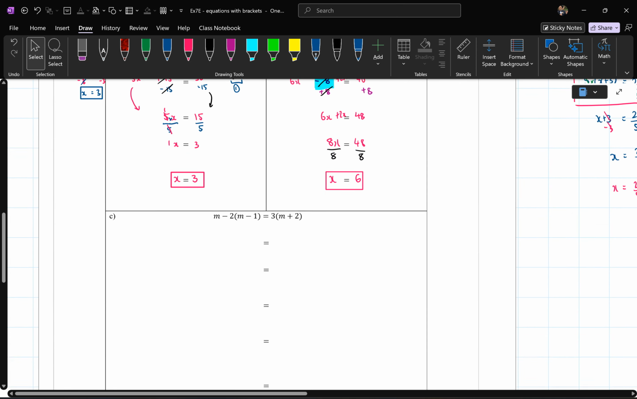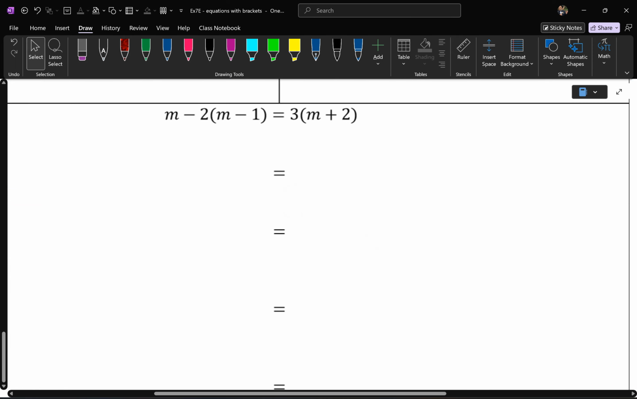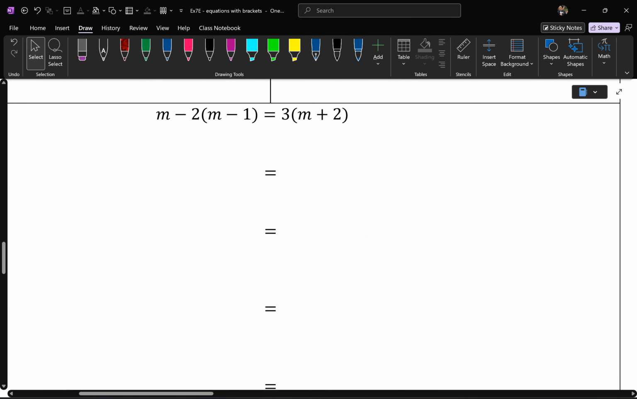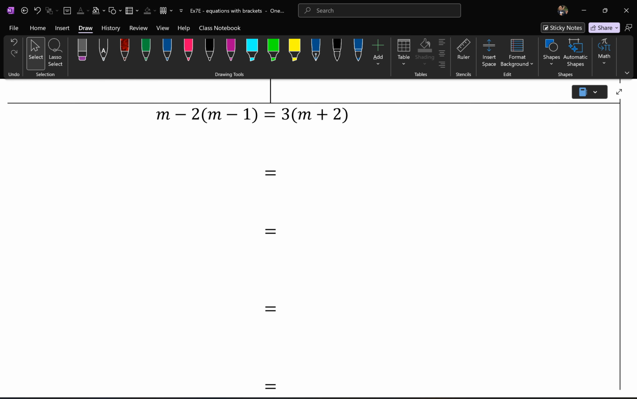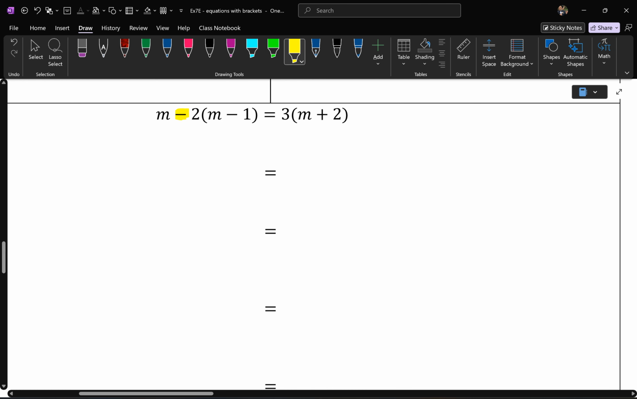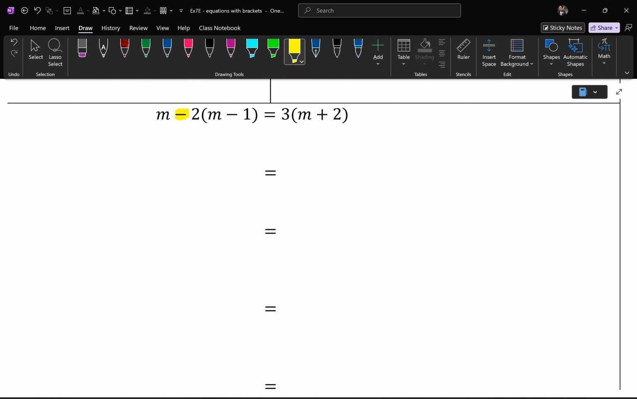All right, last example, team. So let's go to the last example here. Same thing, they're just trying to get you to practice expanding the brackets. But what do you have to be careful here? See that little negative? Well, that's for fractions. We don't have fractions at the moment.